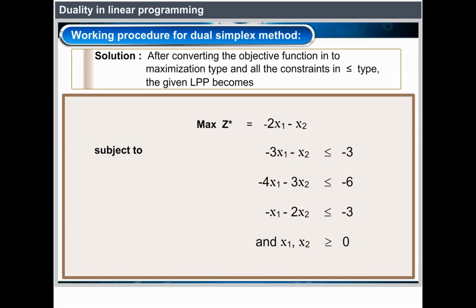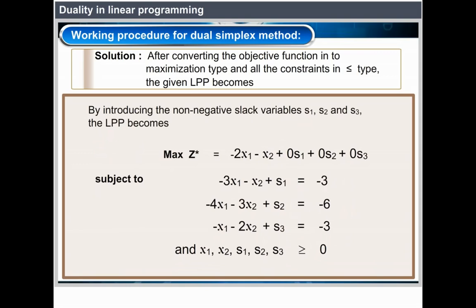Here we have to notice one thing very carefully. In simplex method, we need all the constraints with less than or equal to type and also the right hand side value positive. But in dual simplex method, we need less than or equal to constraints and at least one constraint with negative sign.